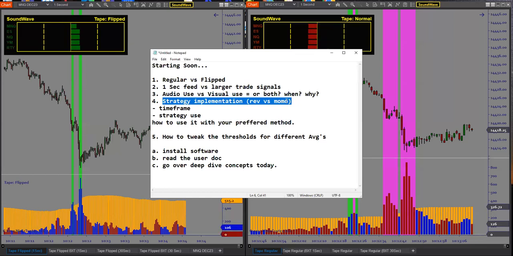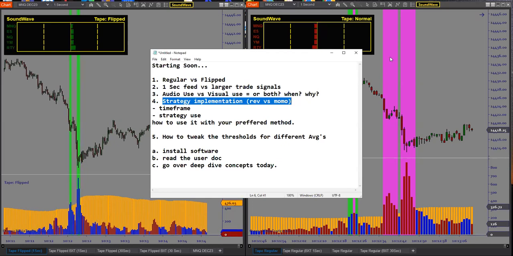How many of you guys are reversal traders? Type an R in the chat box, or a yes. Okay. How many of you guys are breakout traders, momentum traders, right? You like to take moves in the trend, right? Some of you are both. So here's the thing, right?